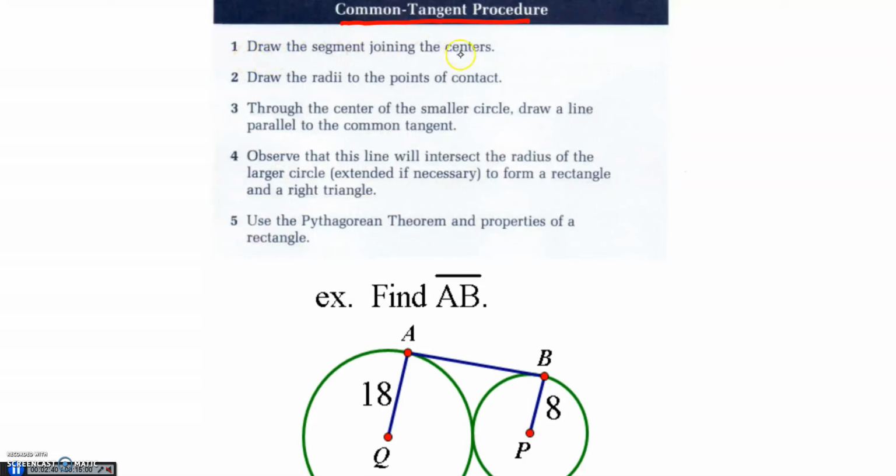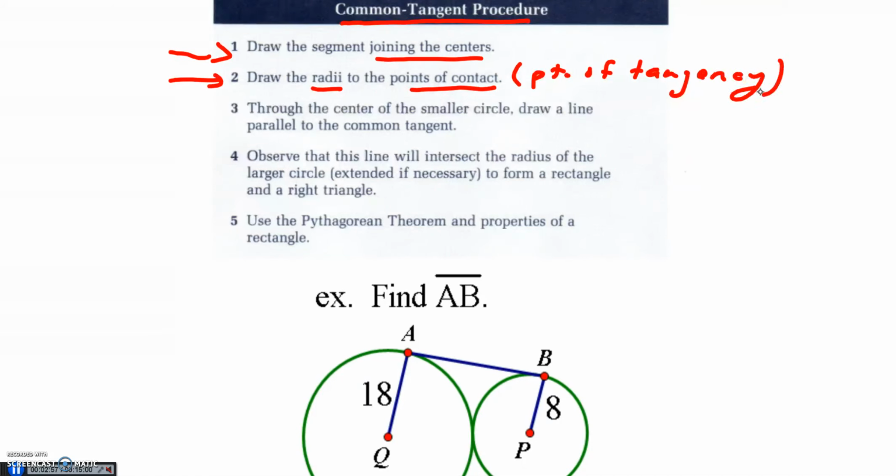And so no matter what, when you're trying to find one of the tangent lines, you always want to draw the segment joining the centers first. Then you want to draw the radii to the points of contact, and another name for that is the points of tangency. The third one is probably the most important that you pay attention to. Through the center of the smaller circle, or you could even say from the center of the smaller circle, you want to draw a line parallel to the common tangent.